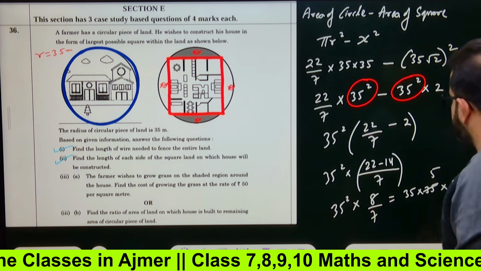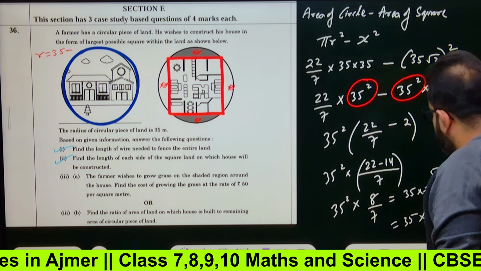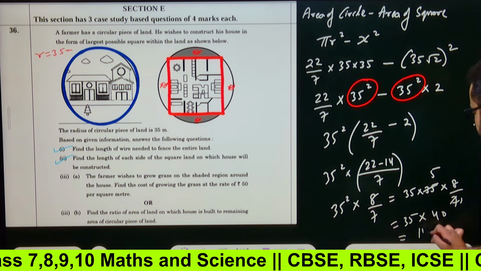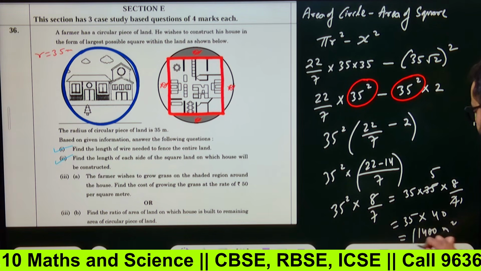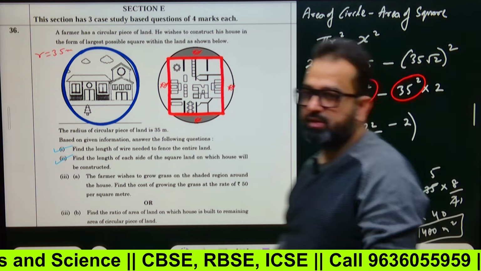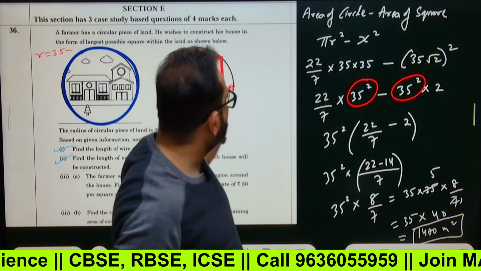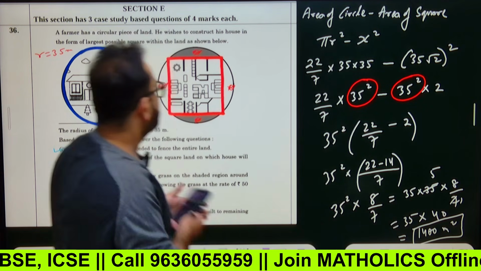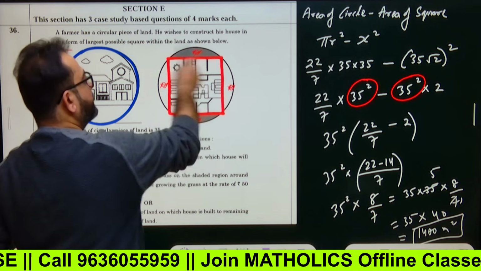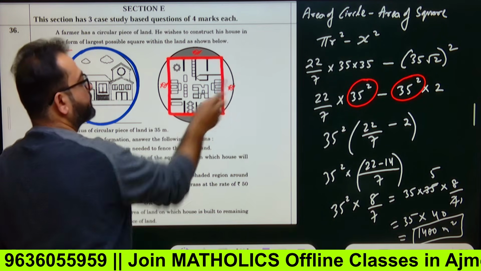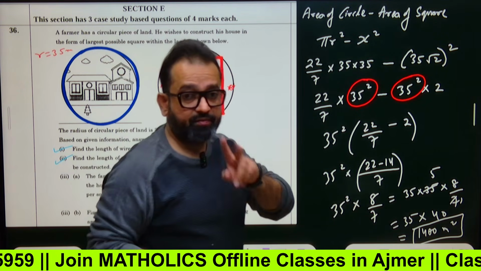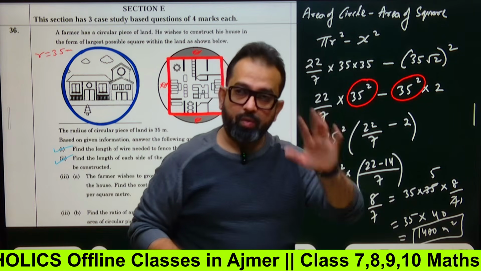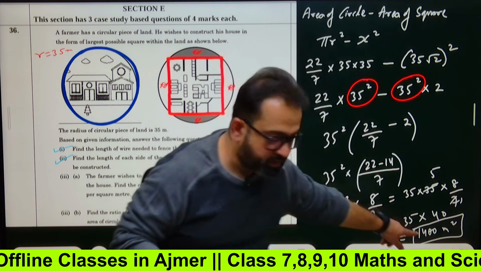7 ones are 7, 7 fives are 35. So it is 35 into 8 fives are 40. So it will come out to be what? 1200 and 200, 1400 meters square. Now I am telling you, even the books have a method which requires more practice. I am going to tell you that method also. But see, we have subtracted this square from this circle. So we are going to get 4 parts. We have to find the answer for 2 parts. So this is just half of this. So required area of shaded region will be 1400 by 2.